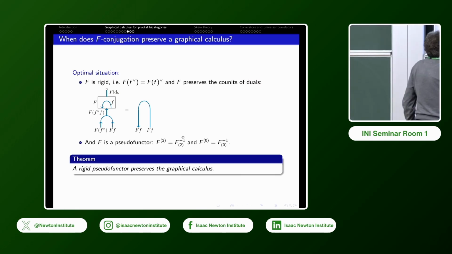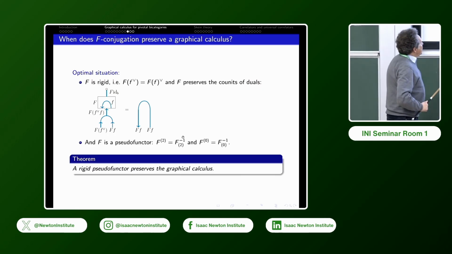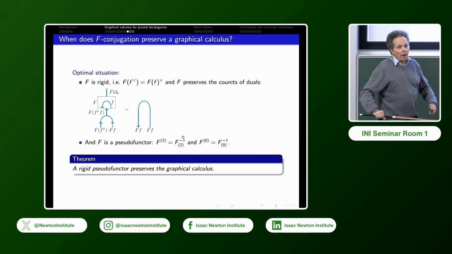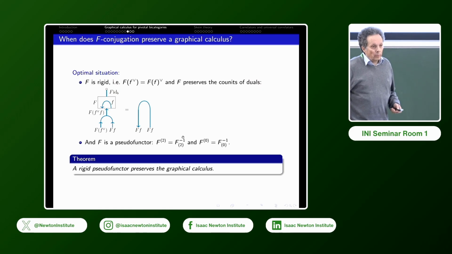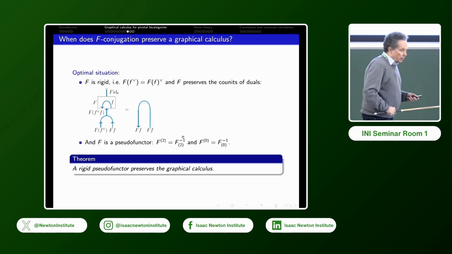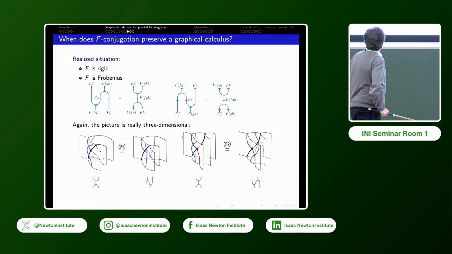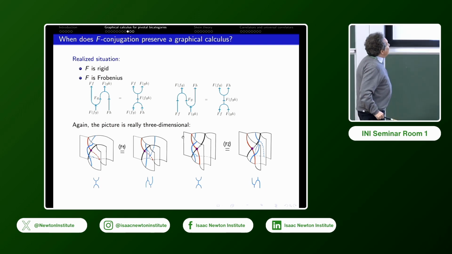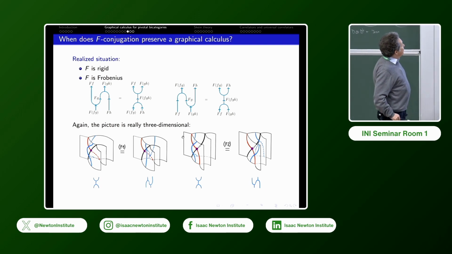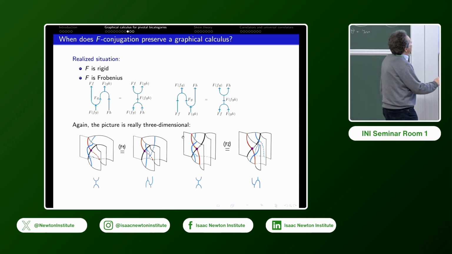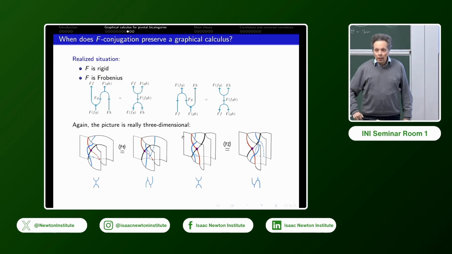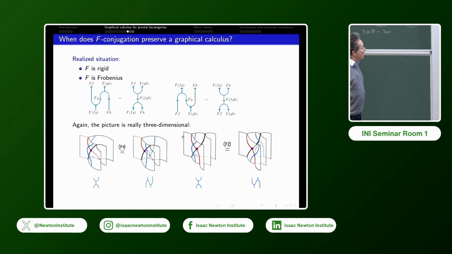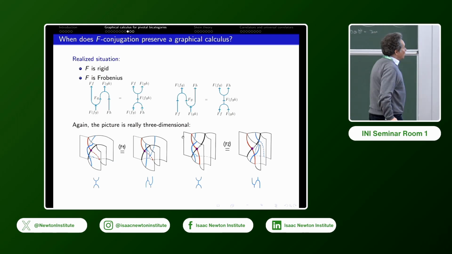And if you do this, then you find out that a rigid pseudo-functor preserves the graphical calculus. And I'm asking you to believe this. I'm not going through the proof. Not because the proof is terribly difficult, but it's simply too much work for now. And the situation that's actually relevant for CFT is a different one. What we require is that the lax monoidal structure and the oblax monoidal structure are really compatible. In a way, they are compatible for Frobenius algebras. So it's a generalization of Frobenius algebras.